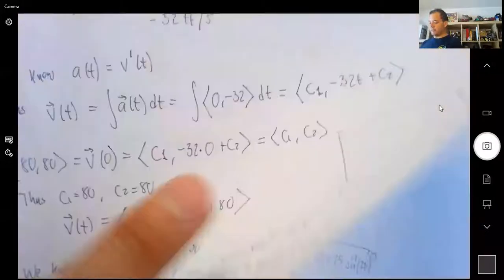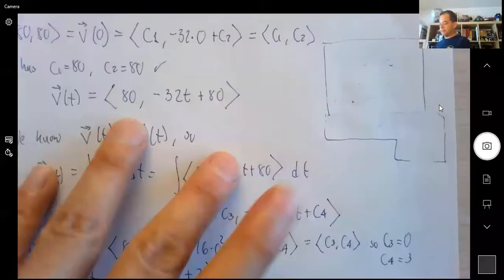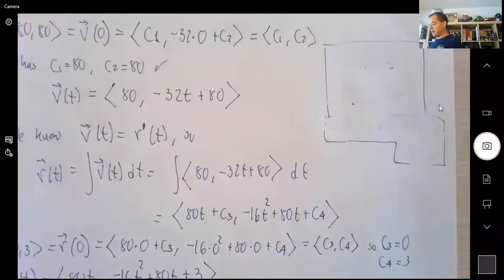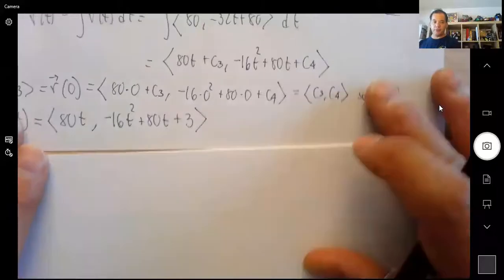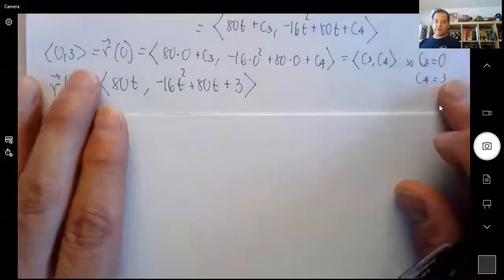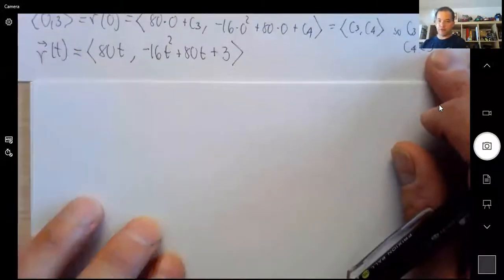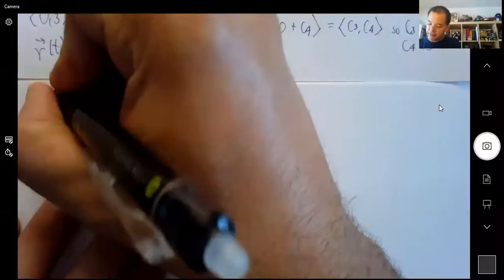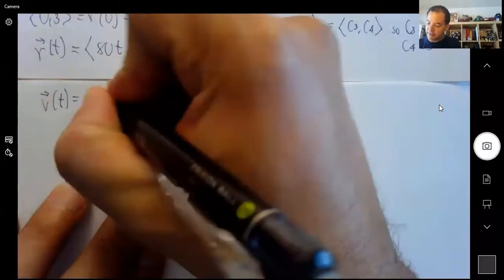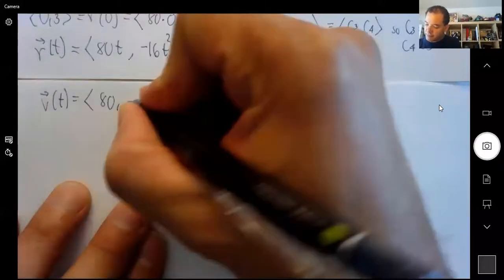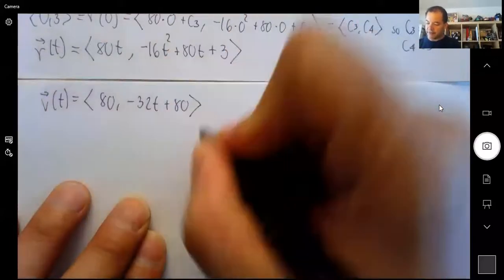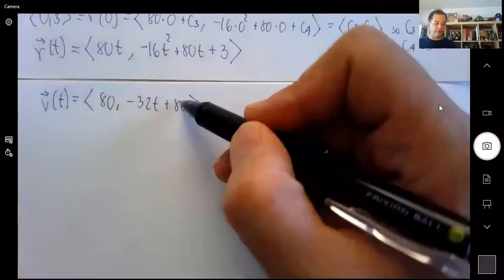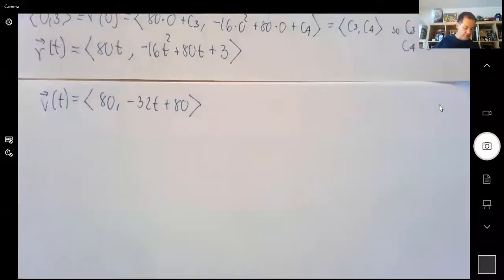Let me get more paper. So we can get to the other questions. What are the other questions? So let's summarize. There's the position of the object and the velocity. I'll write it here, it's easy. It's just the derivative of that, negative 32t plus 80. So there's the position and the velocity. So here are the other questions.